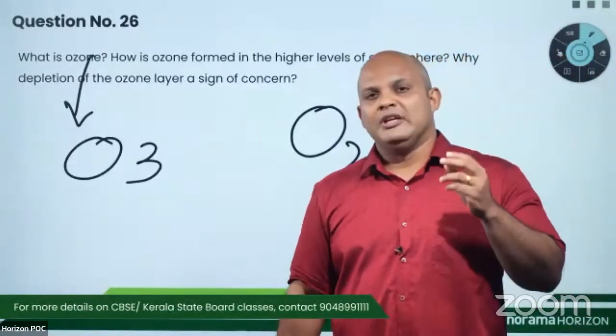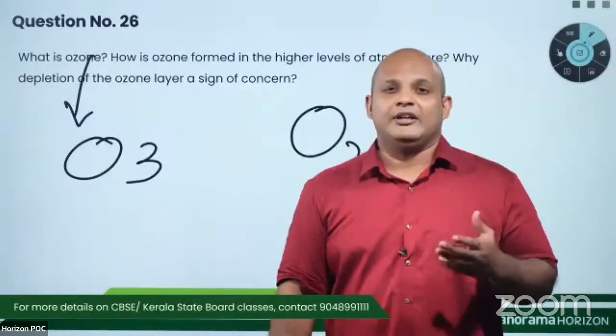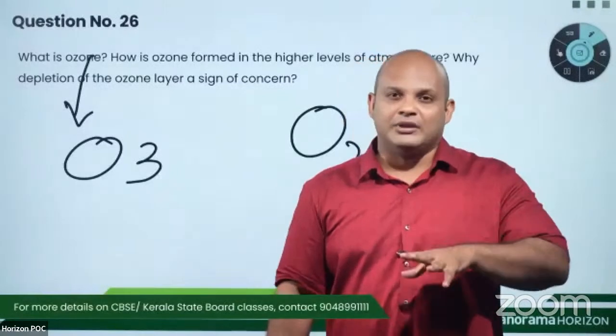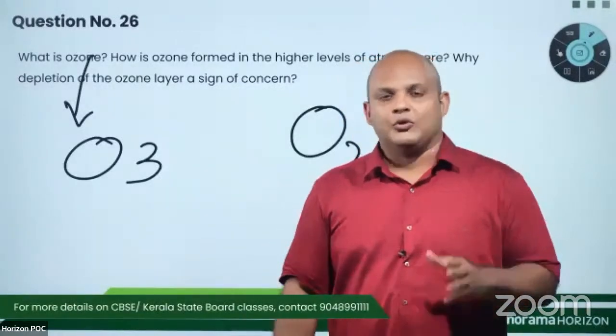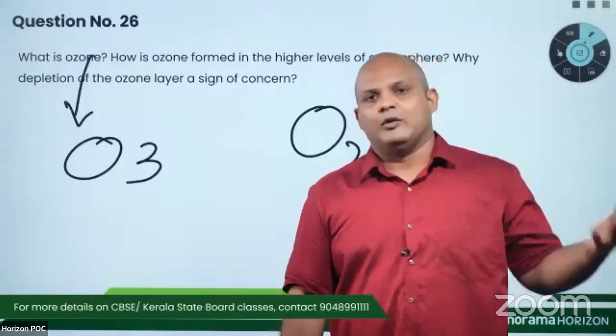UV light is extremely energetic. It is very dangerous. It causes skin cancer. It causes harmful mutations. It destroys plastic. It attacks rubber. It is bad news all around. So we don't want a lot of UV light getting to the lower atmosphere. We don't want it around us.